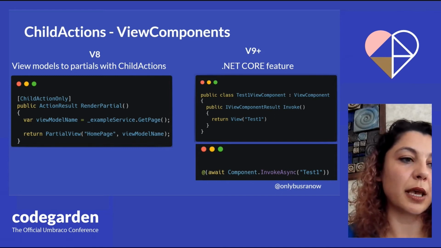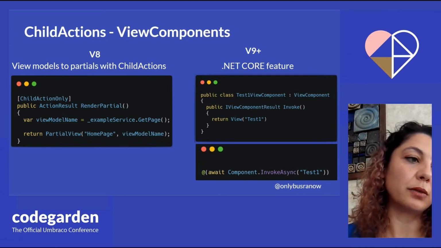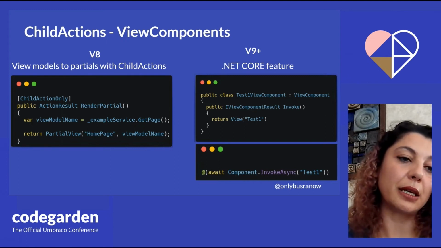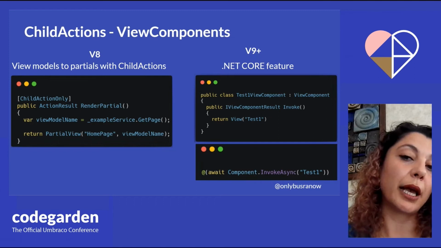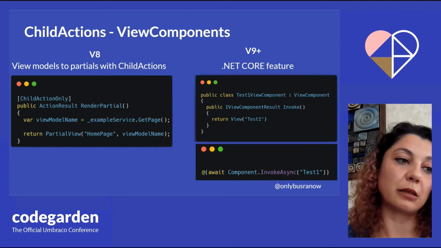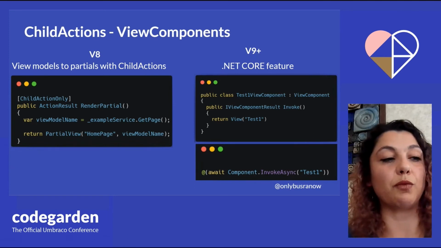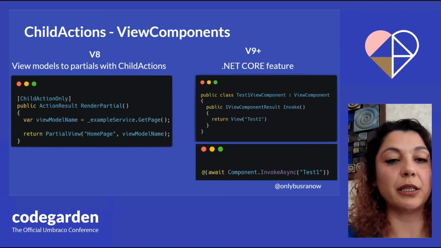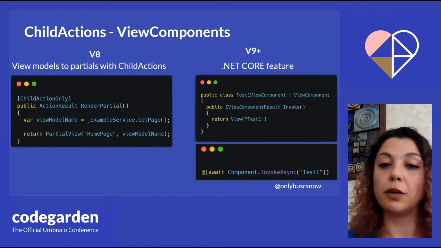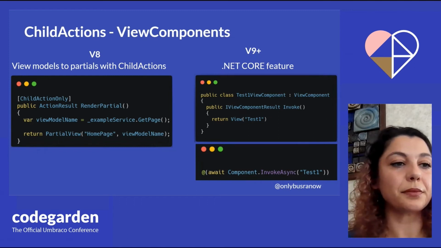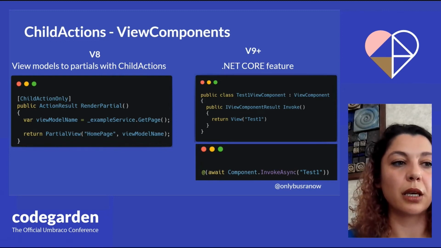Let's check child actions. Before, we needed child actions to pass our view model. And with view components, this is how we do it right now. So if we wanted to send a view model to a partial, we needed a surface controller, but now with version 9 and .NET Core, we can do it with view components. And let me give you a little bit of information about view components.